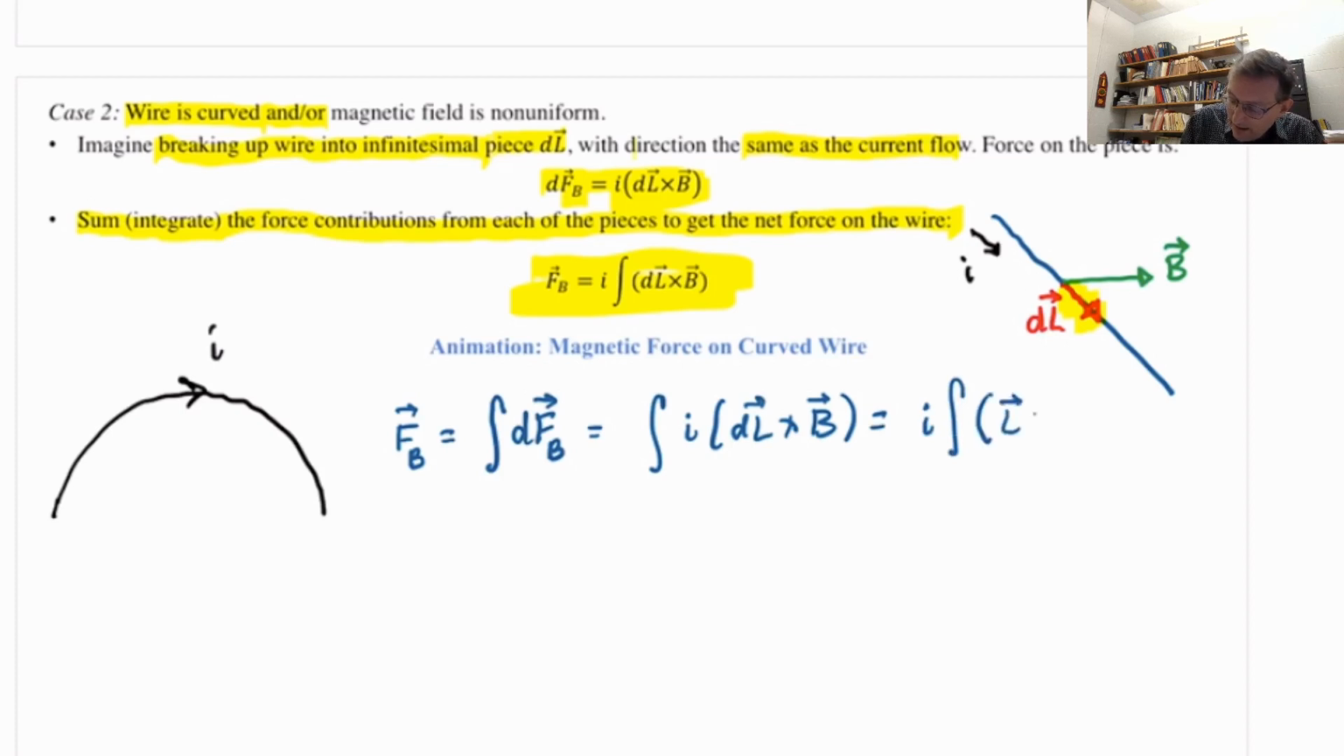And so then you're integrating dl cross B. Now in this particular case, the magnetic field vector we're talking about, I'll draw one dot B, is the same everywhere. It's uniform. It's coming straight out of the screen. So the B part is uniform in this particular application.